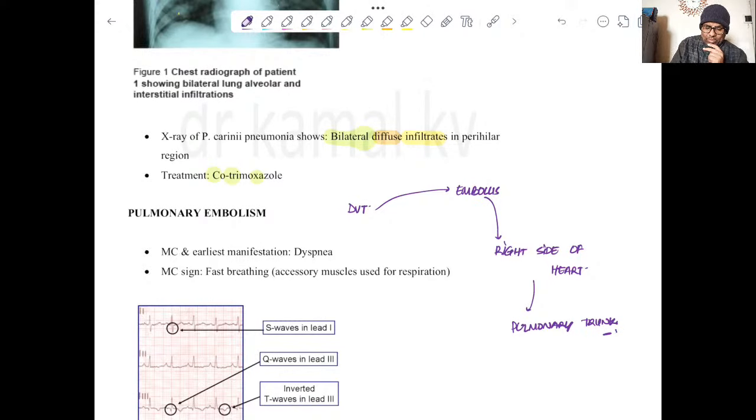So this is pulmonary embolism. Now the earliest and commonest presentation is dyspnea, that is difficult breathing, and the most common sign is tachypnea, that is fast breathing. So this is tachypnea, and sometimes you will see that the patient is using accessory muscles for respiration.